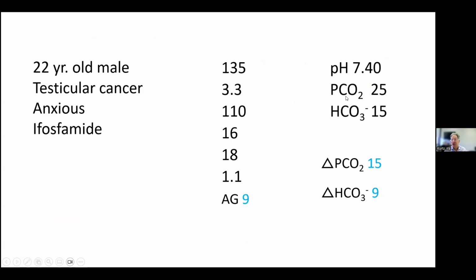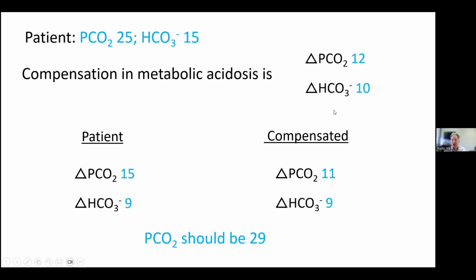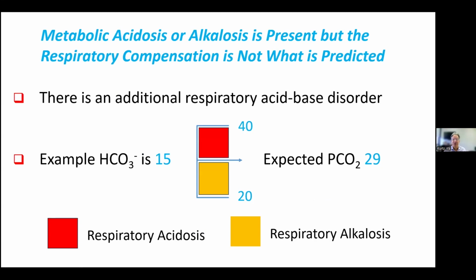If you looked at this patient and said that the bicarb is 15 and the PCO2 is 25, and you call that just a compensated metabolic acidosis, you'd be wrong, because the PCO2 should be 29. That would be what you call a compensated metabolic acidosis in this example. So you must know the acid-base rules to know when you don't have the appropriate compensation, so that you can diagnose an additional respiratory acid-base disorder and not miss mixed disorders.